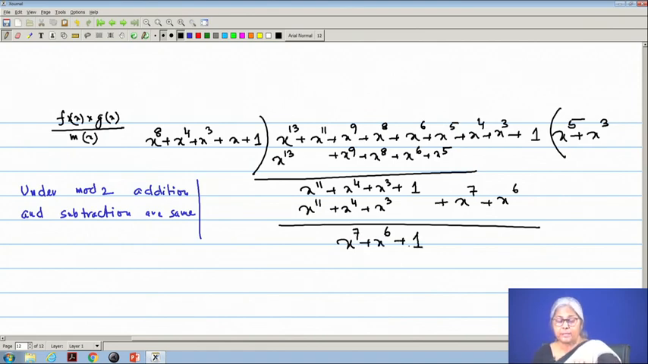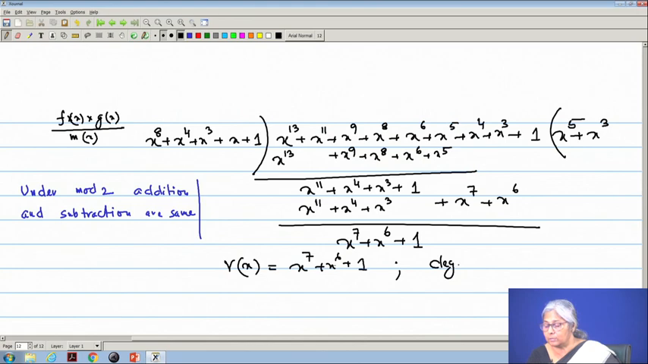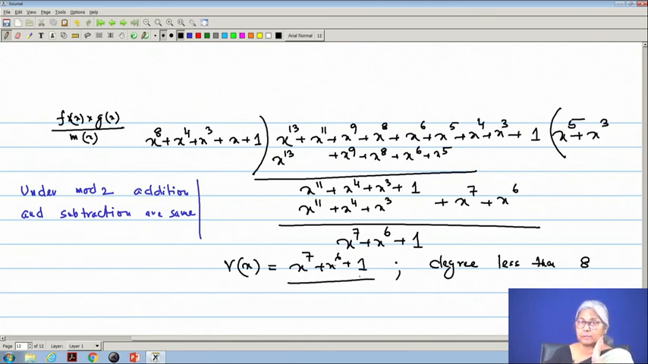Now, see that mx is of degree 8 and I get some remainder Rx. So, this is my Rx. I get Rx equal to x to the power 7 plus x to the power 6 plus 1, whose degree is less than 8, that means less than the degree of mx, which is 8. So, this is how we can form the remainder. So, this is modular polynomial arithmetic.